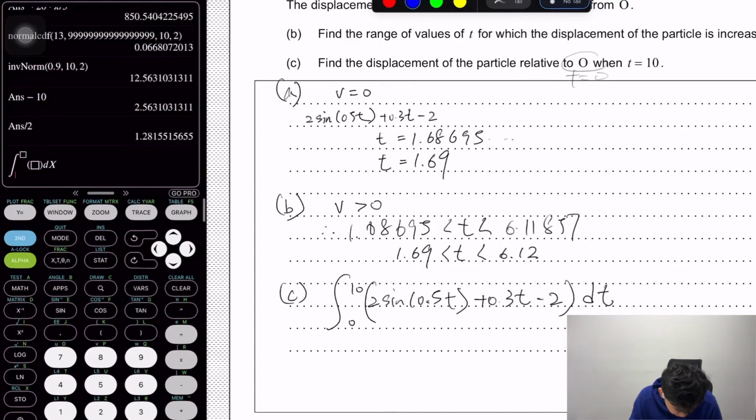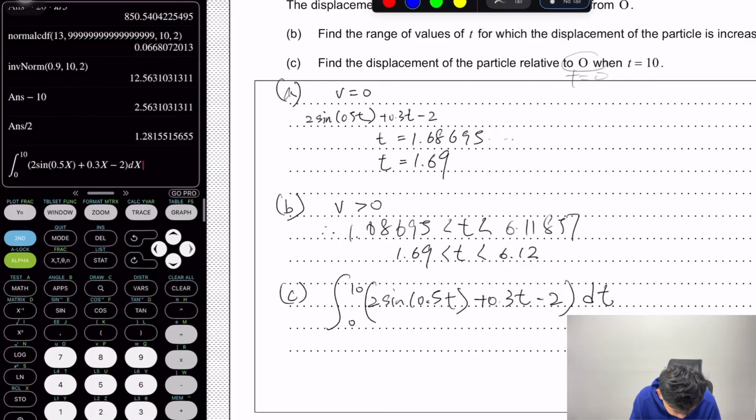Integration. Okay, so then I have a 0 on the top, we have 10, and now you can see that it defaults to be dx, right? So that means we have to change our t's into x when we are inputting, and make sure you're in the radian mode. That's why we change it back and forth. Otherwise, if you use degree mode, you're going to mess it up. So you use 2 sine and then bracket, 0.5, and then alpha storage, which is the x, close bracket, and then plus the 0.3, and then again alpha storage, which is the x, and then minus 2.